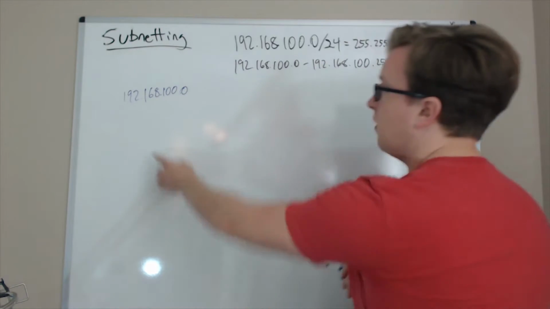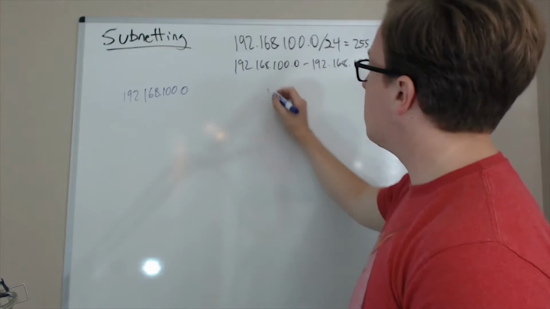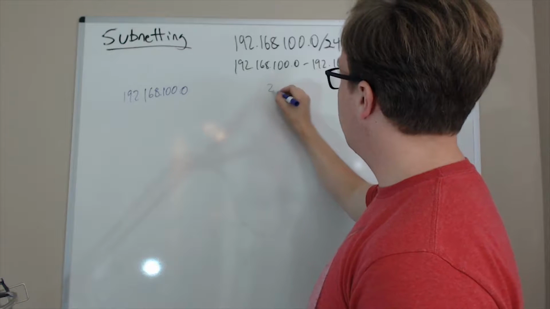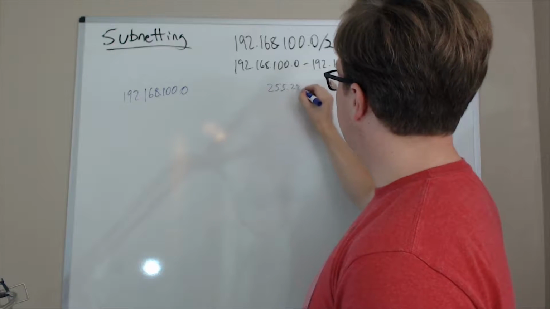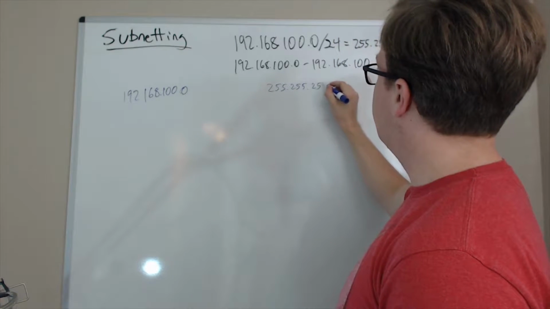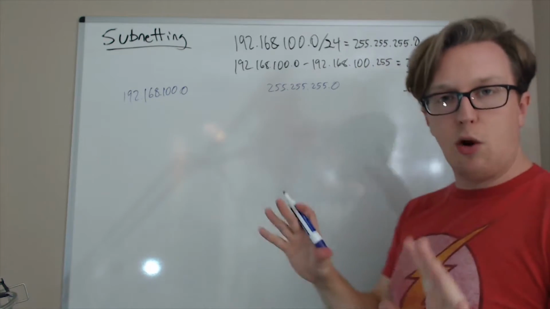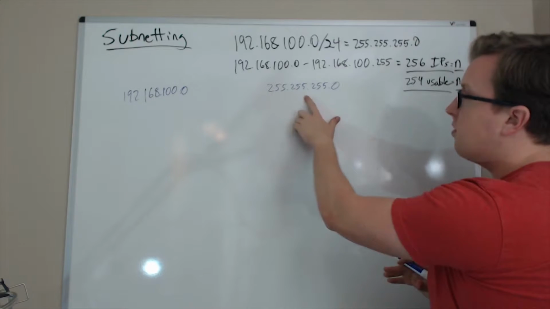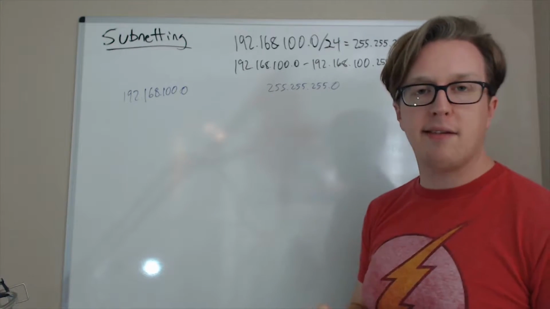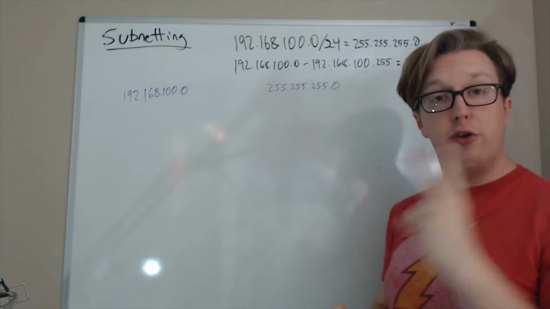192.168.100.0, right? So that's our network ID. And then we have our subnet mask, which is 255.255.255.0. Now, what's the purpose? Let's take a quick step back. What is the purpose of our subnet mask?